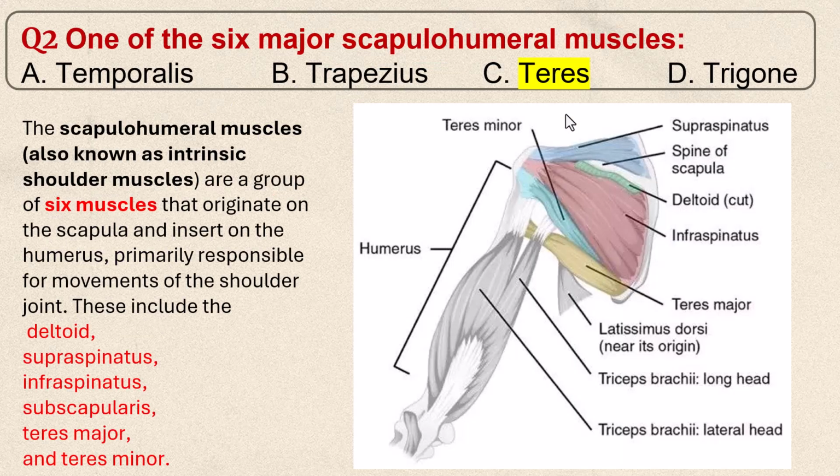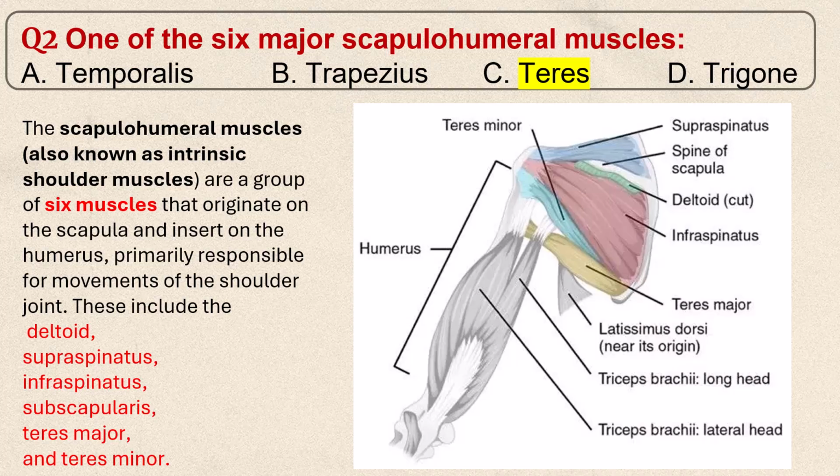So the correct answer is C, that is teres. The scapulohumeral muscles, also known as intrinsic shoulder muscles, are a group of 6 muscles that originate on the scapula and insert into the humerus, primarily responsible for movements of the shoulder joint. These include, you can see here, deltoid, supraspinatus and infraspinatus, subscapularis, teres major and teres minor.